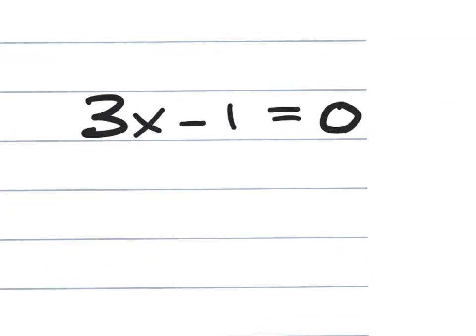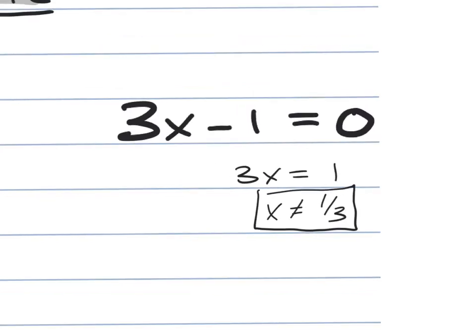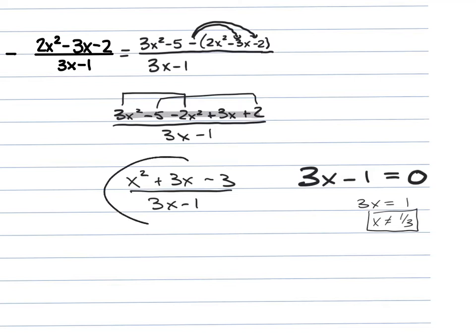So let's go back here. What am I doing here? Add 1. Divide by 3. So x cannot equal 1/3. So we've got this answer, and x cannot equal 1/3. That's our restriction there. That is where it's undefined.